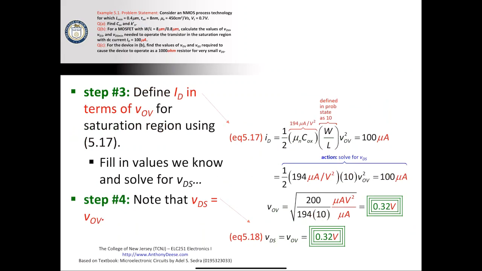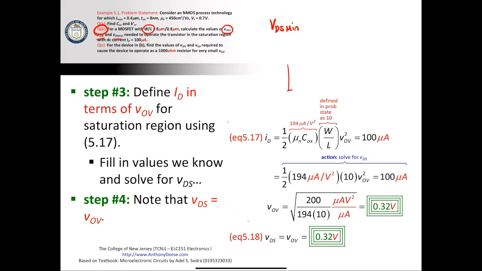The next step, well, actually now we moved on to the next part of the problem, where it says for a MOSFET with an aspect ratio of 8 micrometers over 0.8 micrometers, calculate the values of VOV, VGS, and VDS minimum required to operate the transistor in the saturation region with a DC current of 100 microamps. So, what is it asking us? It says VDS minimum. How do we know what the minimum is?